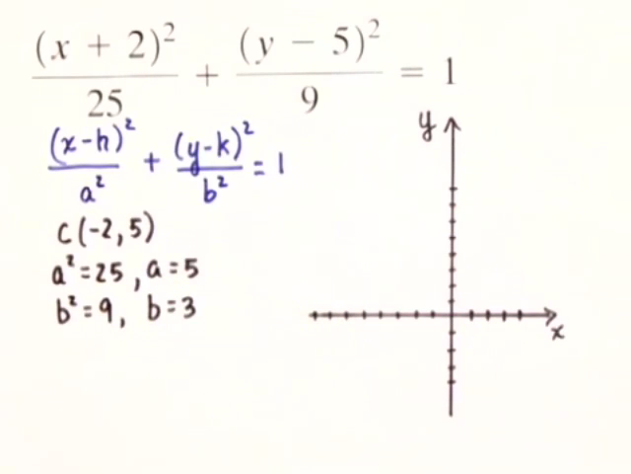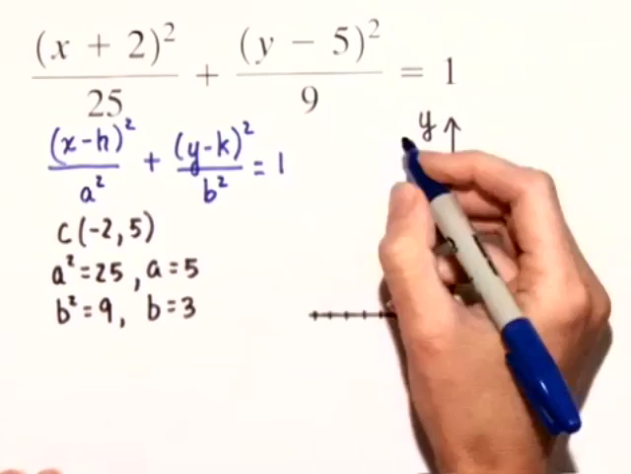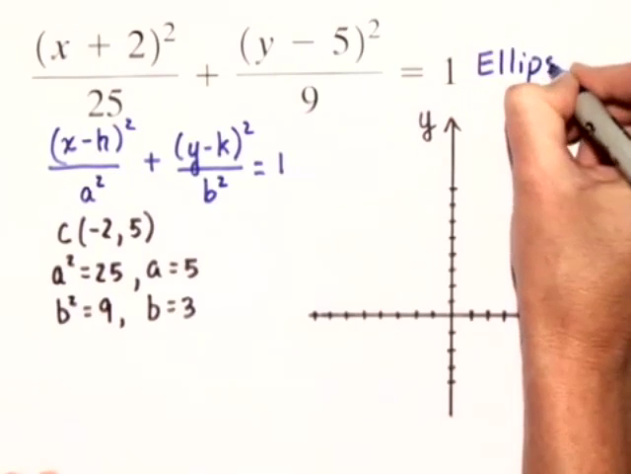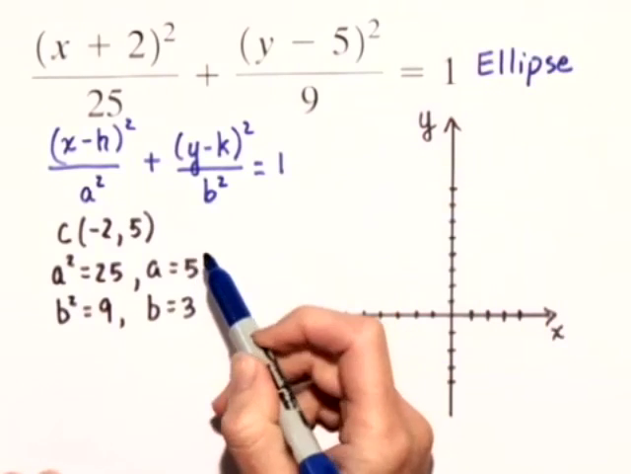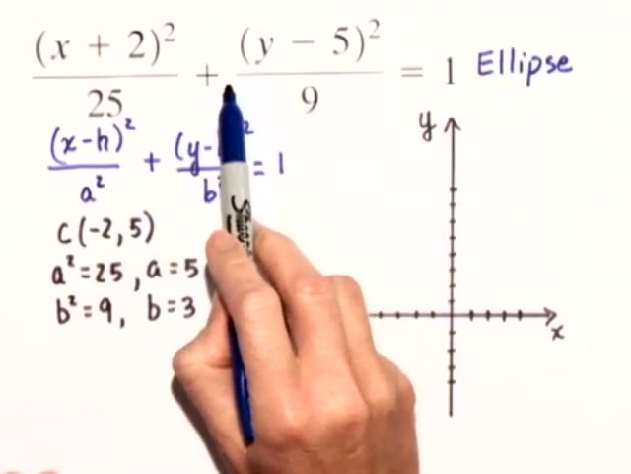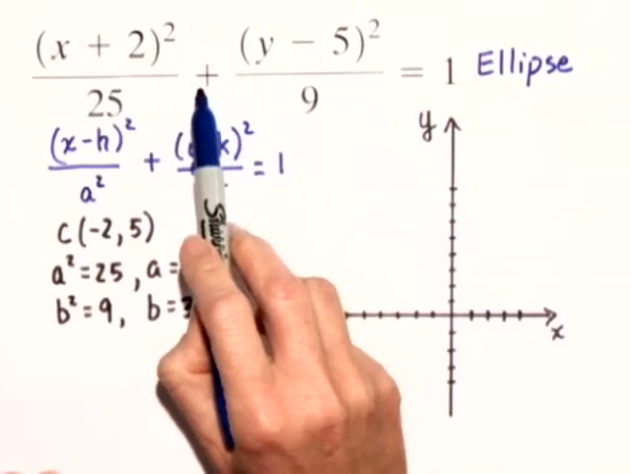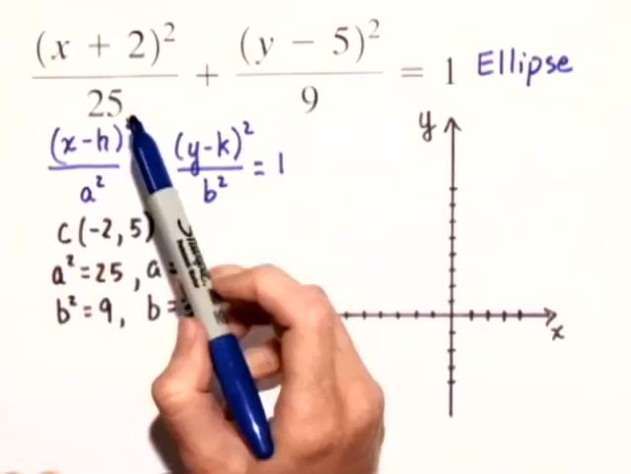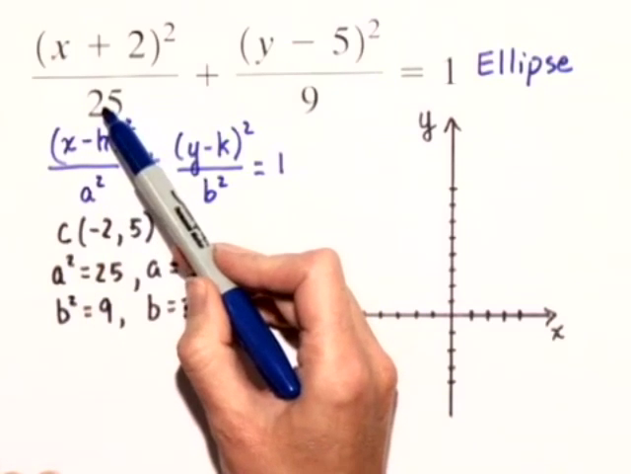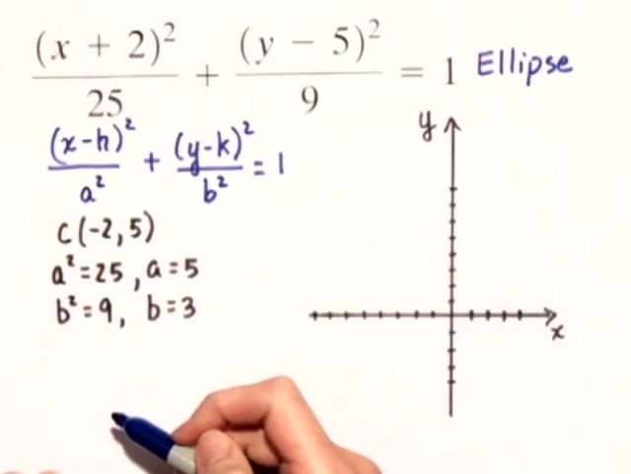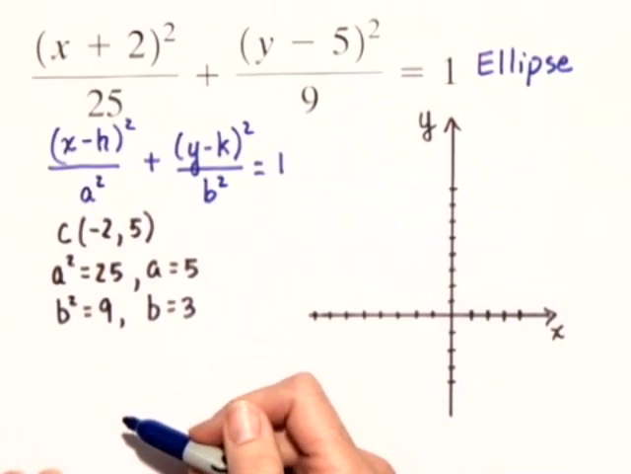Now, we know that this equation defines an ellipse. The reason we can tell is because in standard form, we have the x² term and the y² term on the same side of the equation. They both have positive coefficients, but they have different positive coefficients because for the first one we have 25 in the denominator, and for the second one we have 9 in the denominator. So therefore, it's an ellipse.